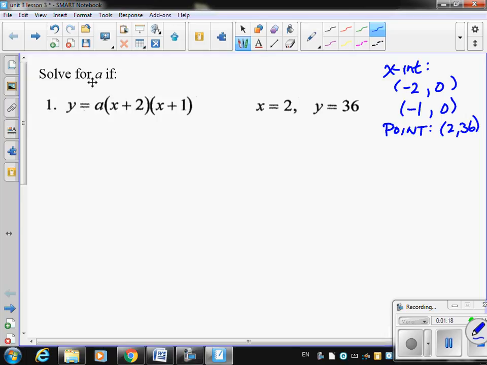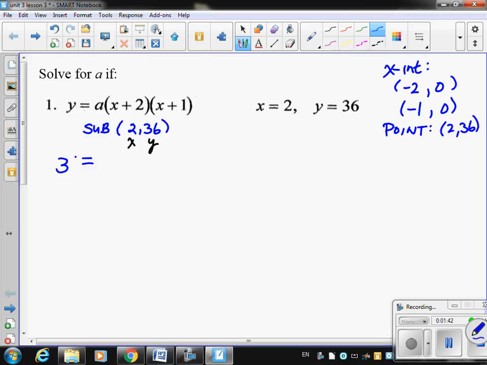So what I'm going to do is substitute the point that I know into the equation. And the only thing I'll be left with that's unknown is A, and I should be able to solve for it. So be careful with these. The points are in order x, y. So my x value is going to be the 2, and my y will be the 36.